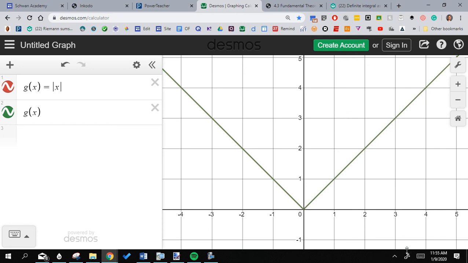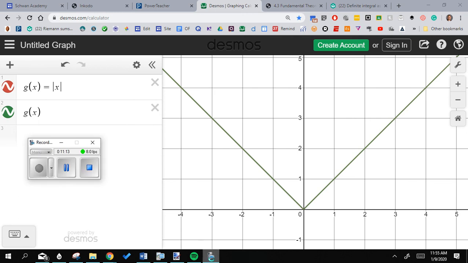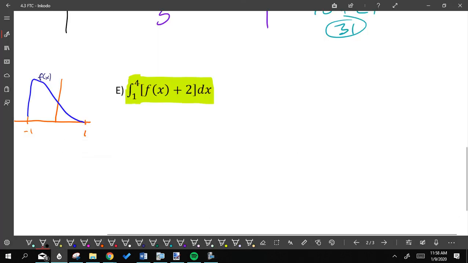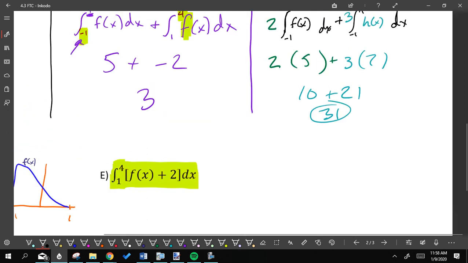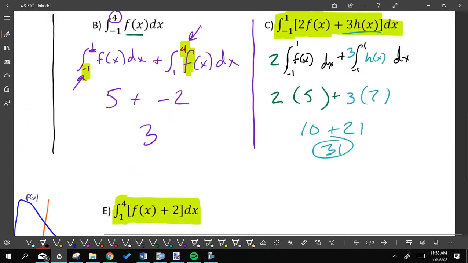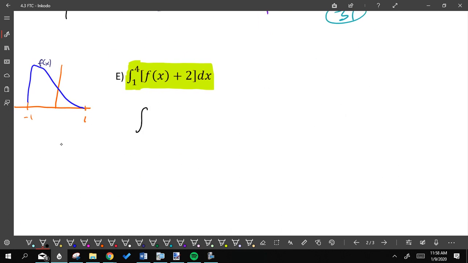So after talking about that on the whiteboard, let's go back to this one. We're integrating from 1 to 4 of f of x plus 2. We learned back on this problem right here, we can split up the integrals. So I could split this up as the integral from 1 to 4 of f of x dx plus the integral from 1 to 4 of 2. We know what this first answer is going to be because they gave it to me. Up here it said the integral from 1 to 4 of f of x dx is negative 2.